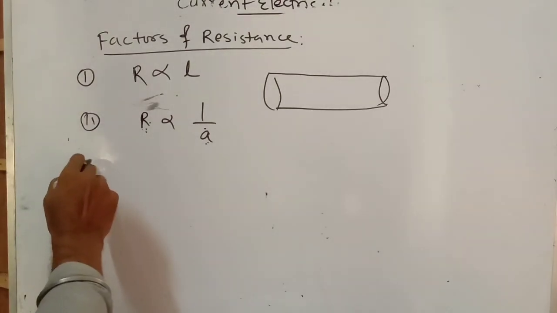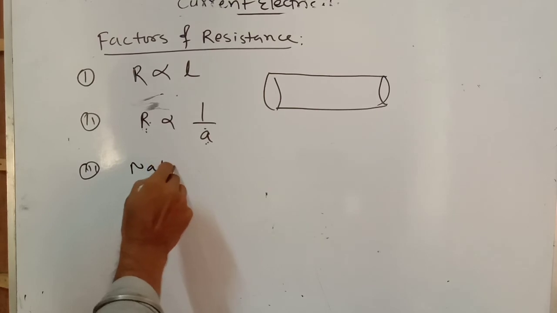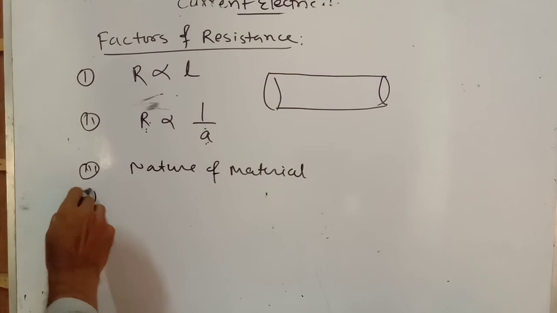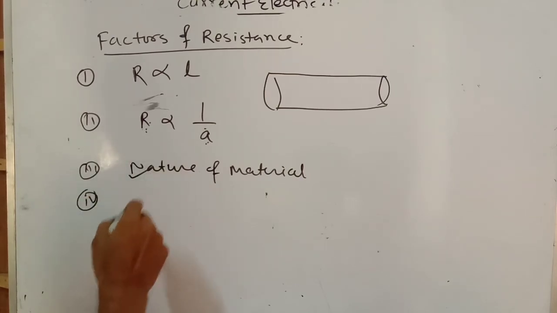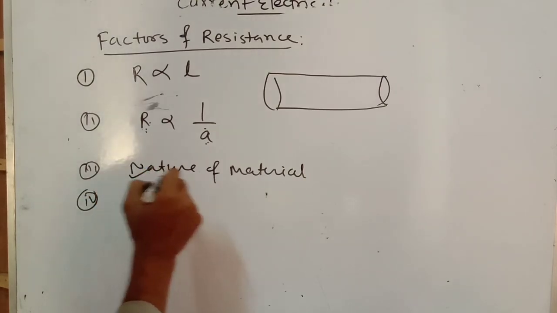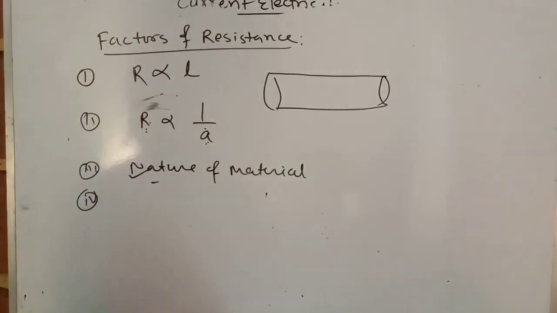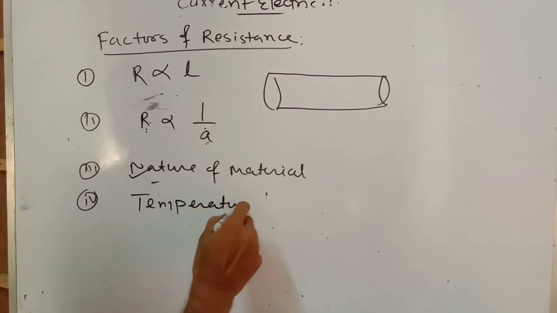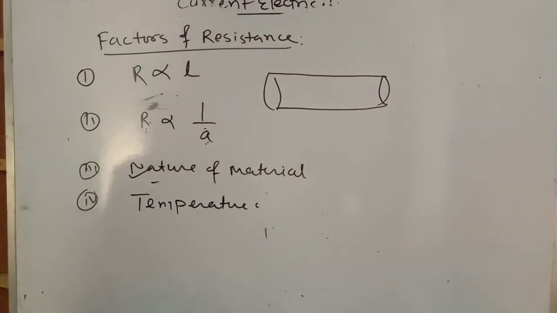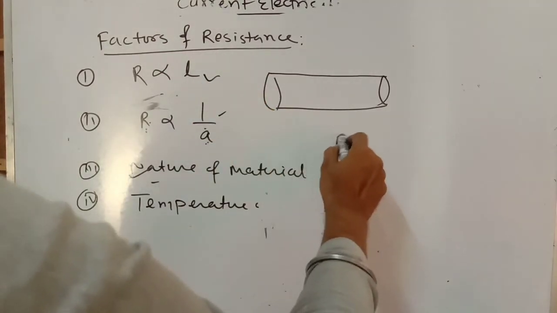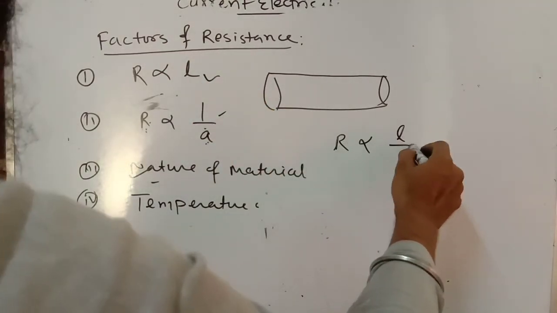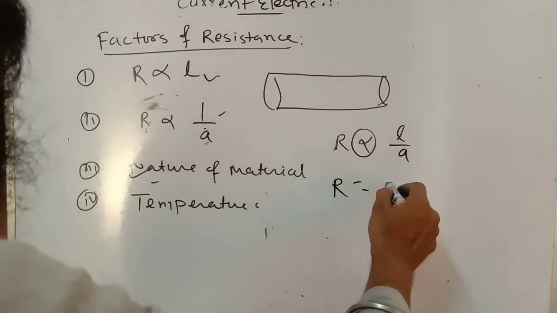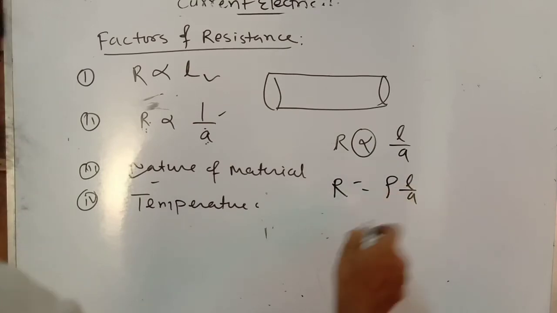And the third one is that it depends upon the nature of the material. And the fourth one you can write is temperature. So when you combine these two relations, you can write R is directly proportional to L by A. When you remove the proportionality, you can write R equals rho L by A.